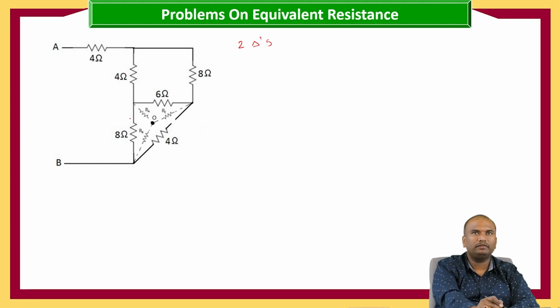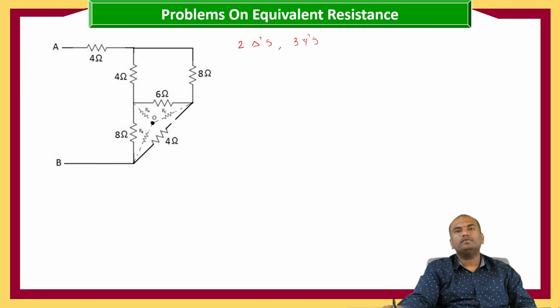That is 4 ohms, 8 ohms, 6 ohms. This is one star. And this is also one star, 6 ohms, 4 ohms and 8 ohms. And here this 4 ohms and 8 ohms is also another star. So total 3 stars we are having, 2 deltas and 3 stars.